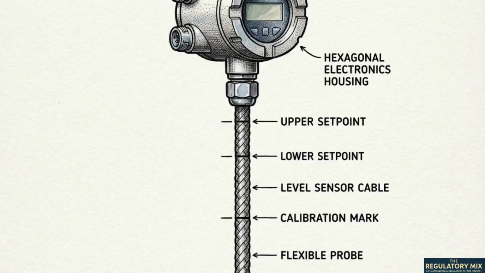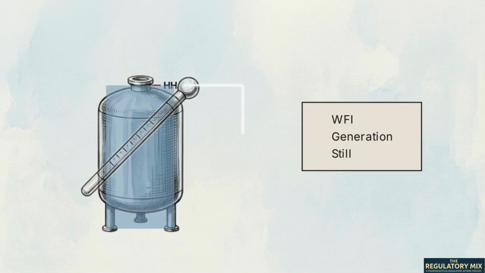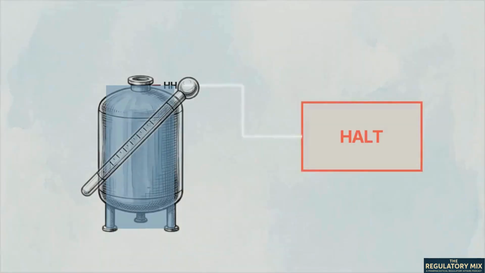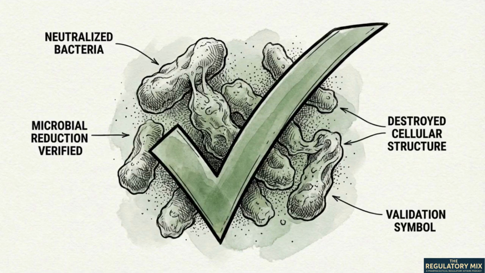The instrument required to solve this is a rope-type capacitance level transmitter. This transmitter uses 4 strict set points: high-high, high, low, and low-low. These communicate directly with the generation still's start and stop logic, automatically halting production before an overflow occurs. Continuous dynamic movement, 360-degree spray balls, and capacitance probes are engineered solely to drive the high GMP risk of microbial growth down to an acceptable state.